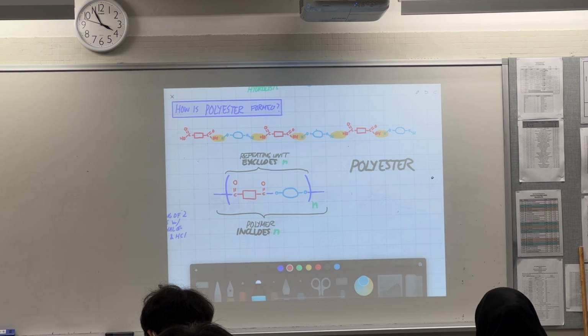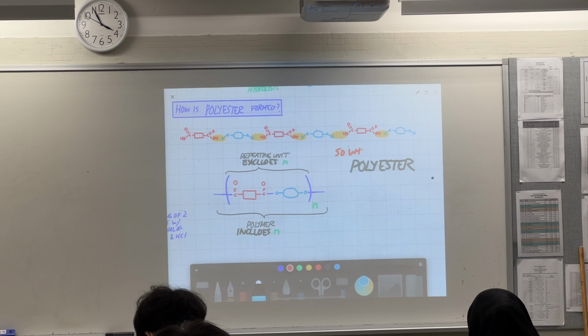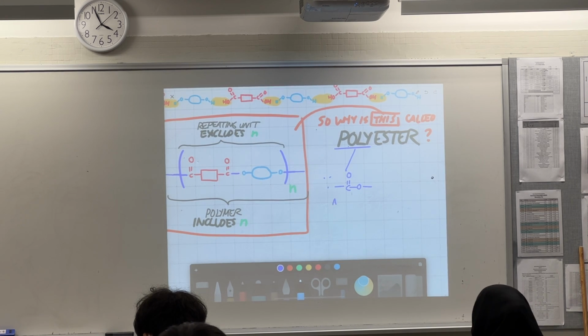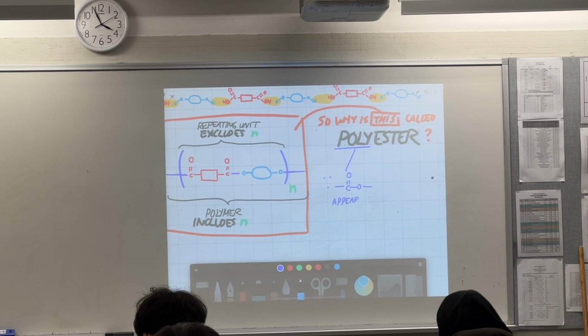So why is this called polyester? By this, I mean this thing here. For two reasons. Number one, it has the word poly because the COO bond appears many times. So many times that you lost count.